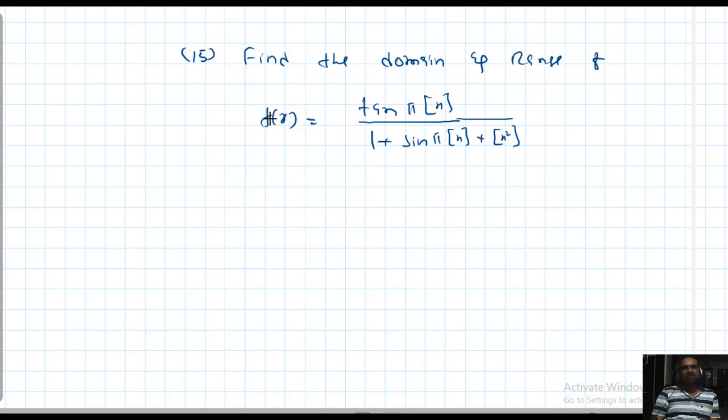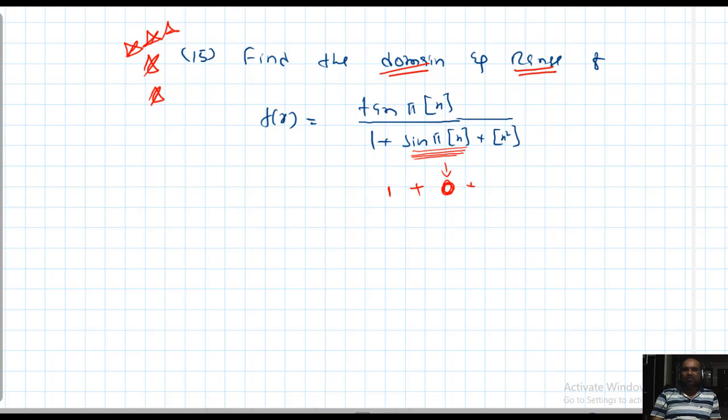Yeah, this is also an interesting problem. The 15th is also an interesting problem. Domain and range. Okay, domain. It is in f(x) by g(x) form. First of all, try to identify for what values of x the denominator function is 0. Sometimes this may be 0. Always 0 only this one, because it is an integral multiple of pi. Always this is 0. This is 1.